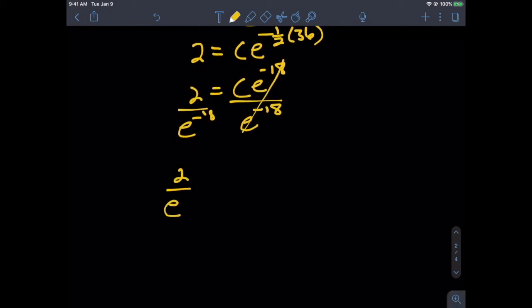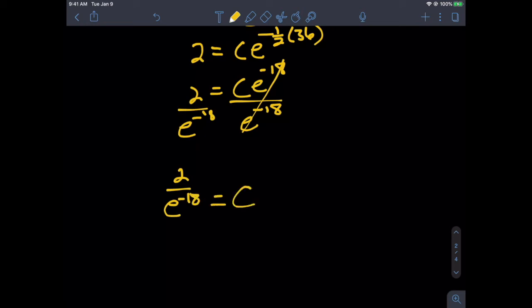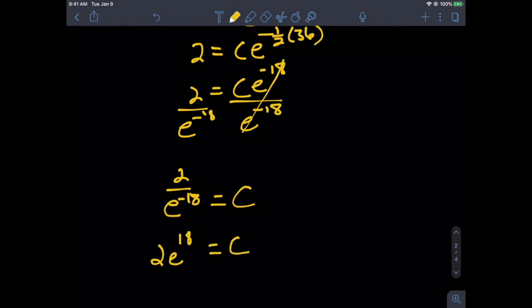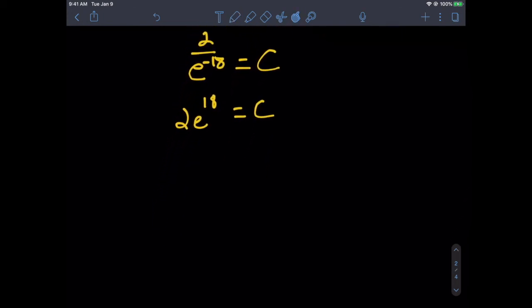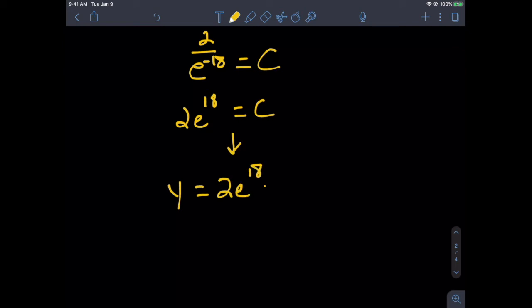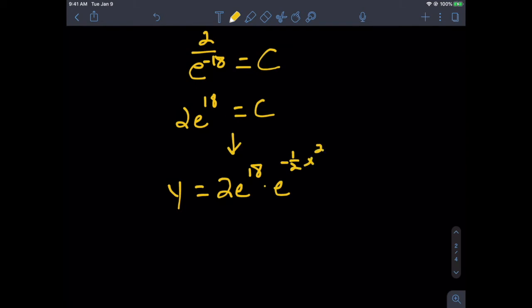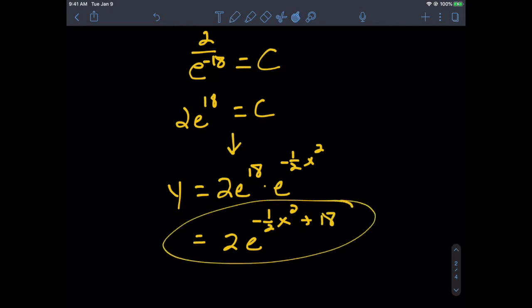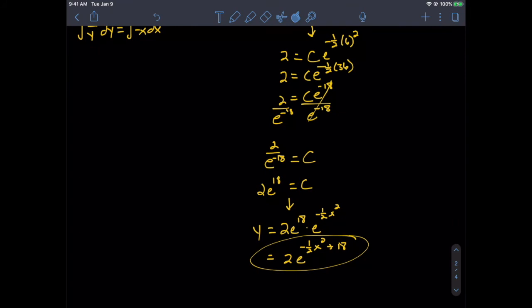2 over e to the negative 18 equals c, but we can change that negative exponent by switching its position. In other words, 2 times e to the 18th is c. We'll incorporate this back into the general solution by substituting it for c, so we get y equals 2e to the 18th times e to the negative 1/2 x squared, and we can use those same exponent rules from before to make one single exponent term, e to the negative 1/2 x squared plus 18. And this is our particular solution in this problem.